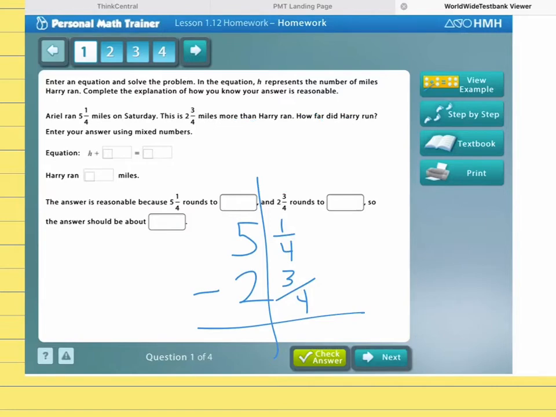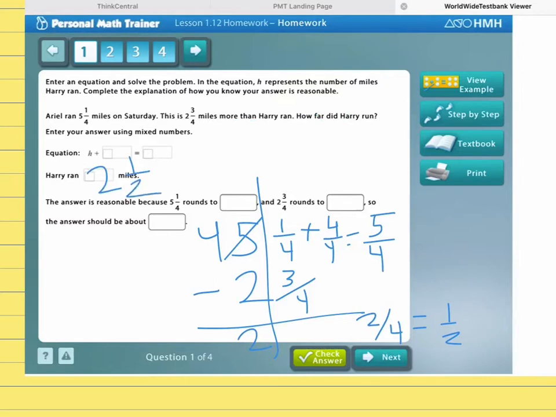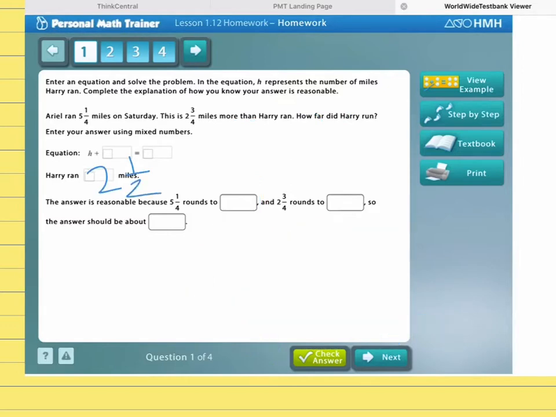I don't have enough quarters, so I'm going to go ahead and rename this 5 as 4 4/4, giving me 5/4 over here. 5/4 minus 3/4 is 2/4, which can be simplified to 1/2. 4 minus 2 is 2. So the amount that Harry ran would be 2 1/2 miles.